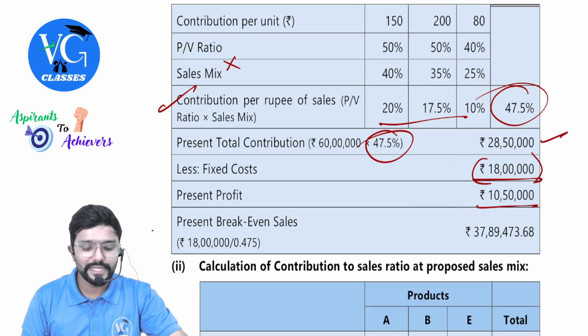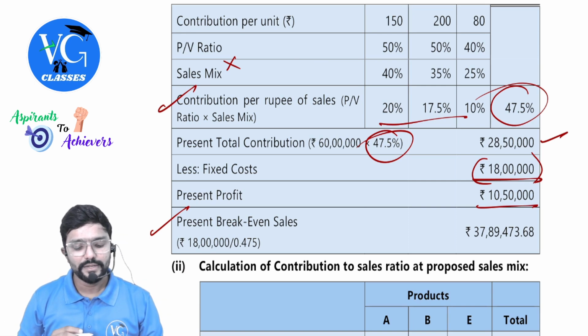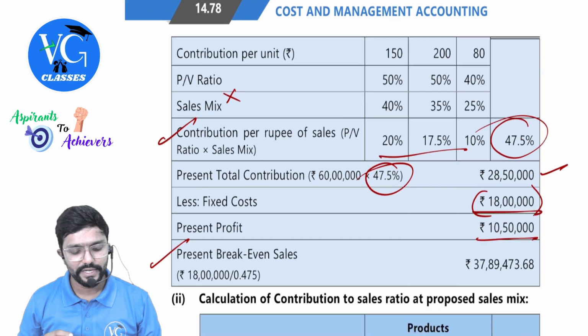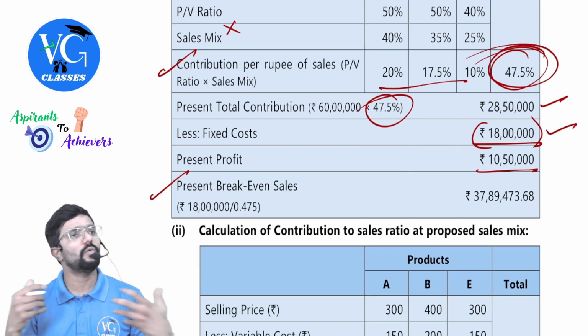Present profit. Present break-even sales overall is how much? Fixed cost is how much? 18 lakh, divided by PV ratio. Overall you have to take.